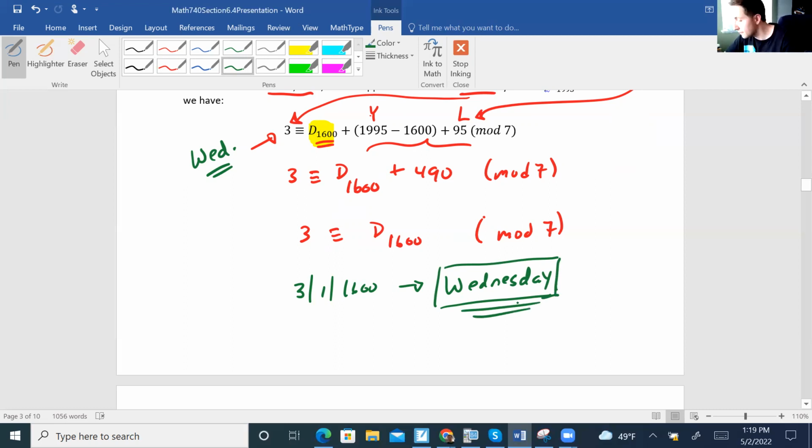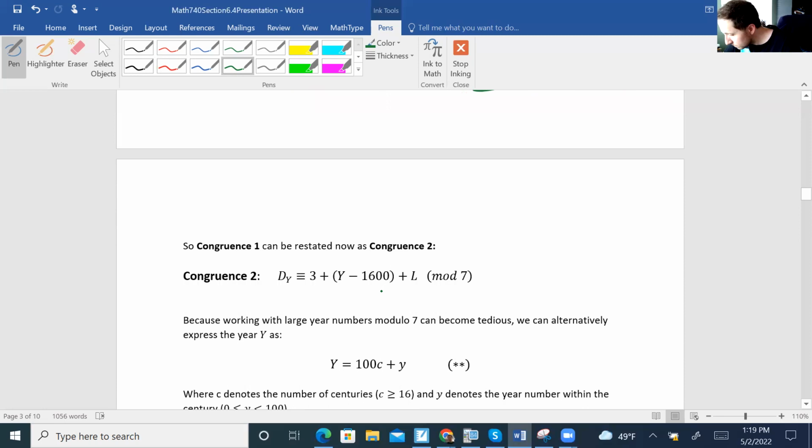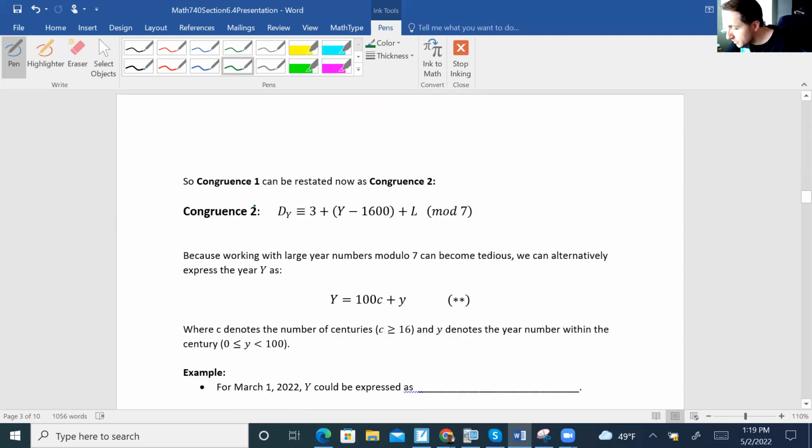So that's a nice algorithm to have, because we don't want to have to go back and look at a calendar from all the way in 1600. None of us were there, right? I wasn't. Okay. So restating, we can now restate congruence 1 as congruence 2, because we now actually know the value of D 1600. So that's where this 3 is coming from right here. The rest of the formula stays the same.